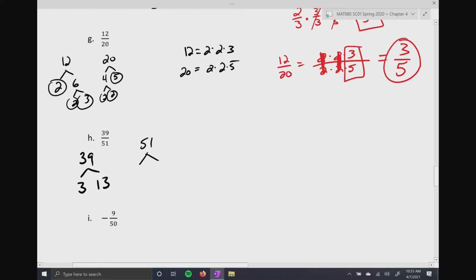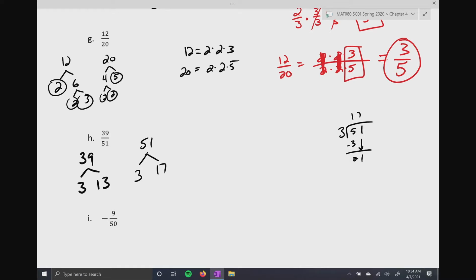51, well, that can break down. Let's try it here. 3 divided by 51, or 51 divided by 3. 3 goes into 5 once. So 3 times 17. Okay? Like I said, the only way you get good at this is by practice.